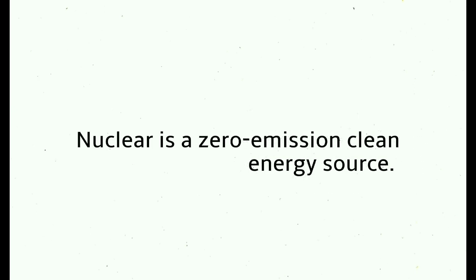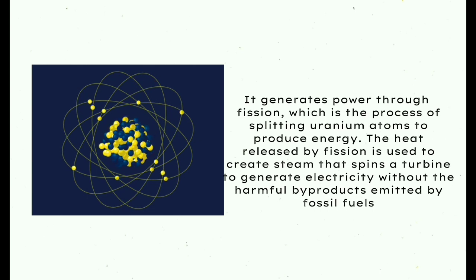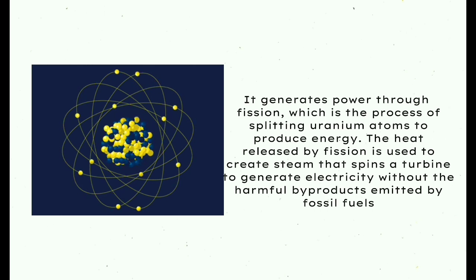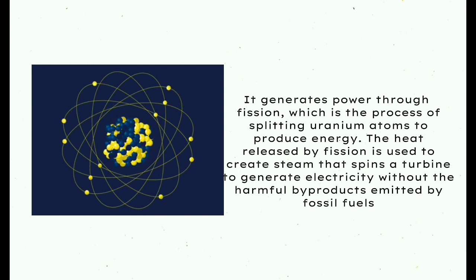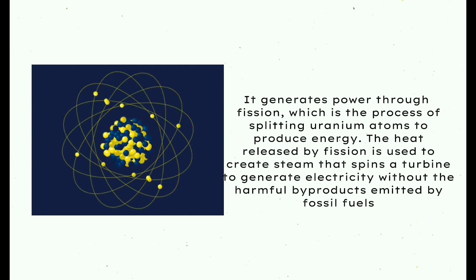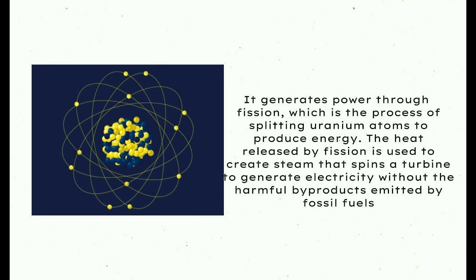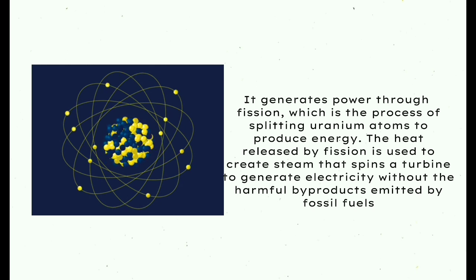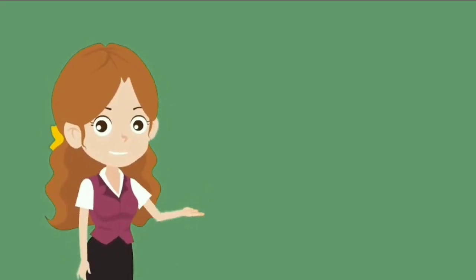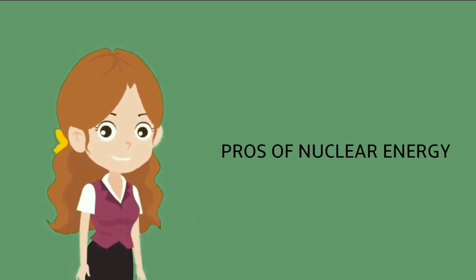Nuclear is a zero-emission clean energy source. It generates power through fission, which is the process of splitting uranium atoms to produce energy. The heat released by fission is used to create steam that spins a turbine to generate electricity without the harmful products emitted by fossil fuels. Here are the three advantages of nuclear energy.